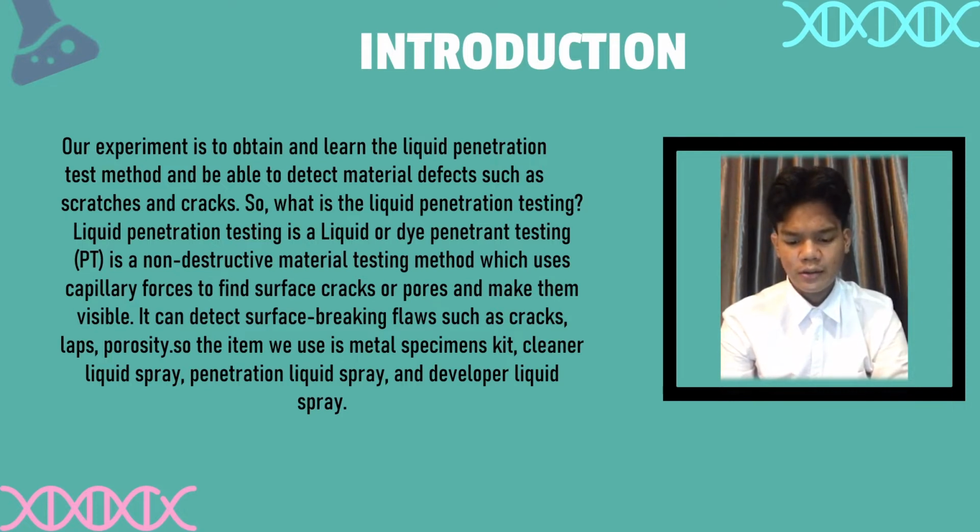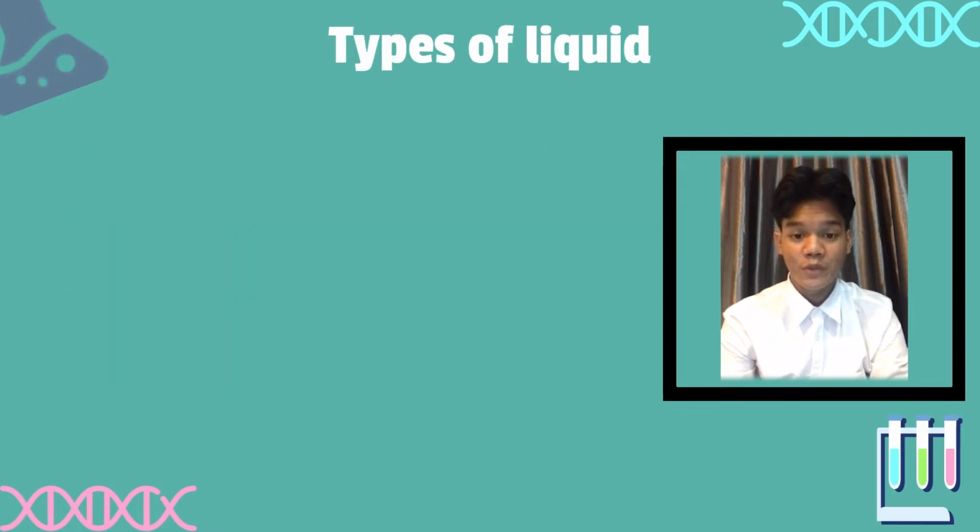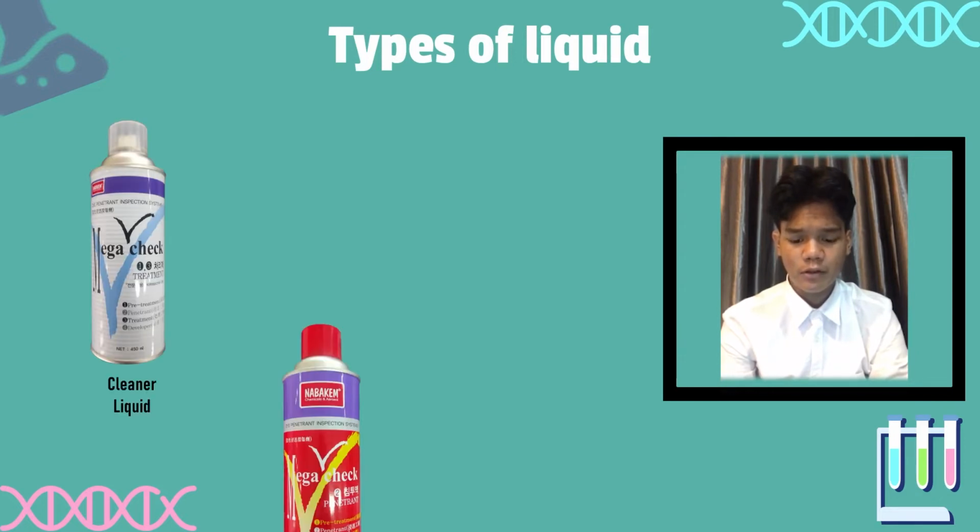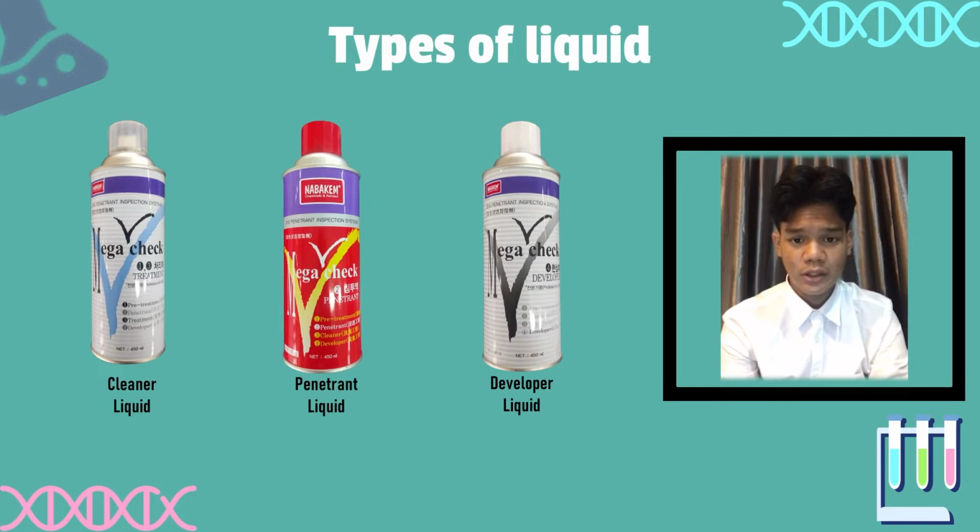Liquid penetration testing is a liquid or dye penetration testing. It's a non-destructive material testing method which uses capillary force to find surface cracks or pores and make them visible. It can detect surface breaking flaws such as cracks, laps, porosity. So the items we use are a metal specimen kit, cleaner liquid spray, penetration liquid spray, and developer liquid spray.